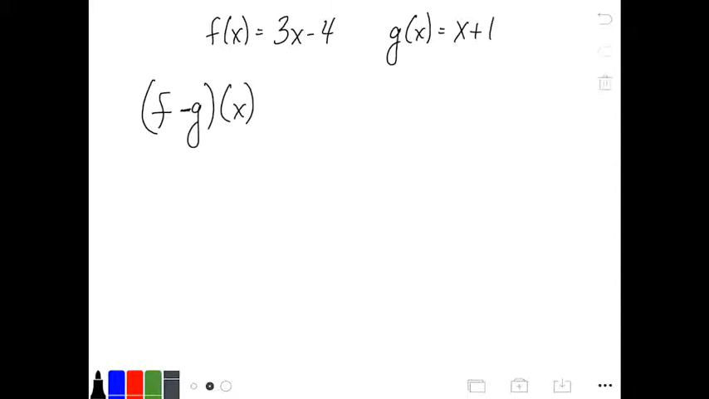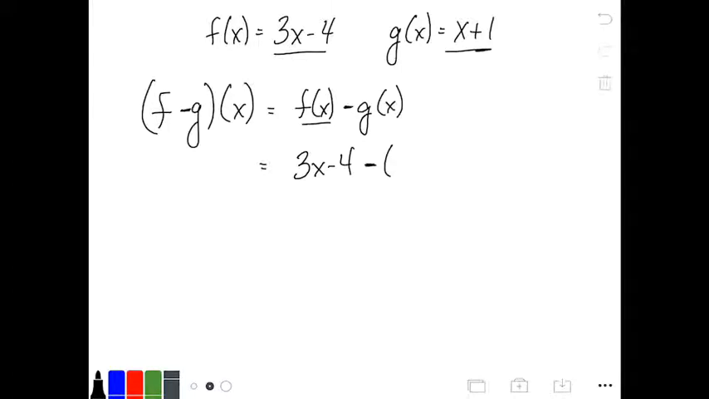I'm subtracting these two functions. So literally, this could be rewritten if you wanted to think of it this way. It's the f of x function minus the g of x function. So literally, all I have to do is put the value in. The f of x function is right there. It's 3x minus 4. And then I put a negative sign. That's this negative sign. I need to put a parenthesis here because that's going to be the g of x function, which is x plus 1.